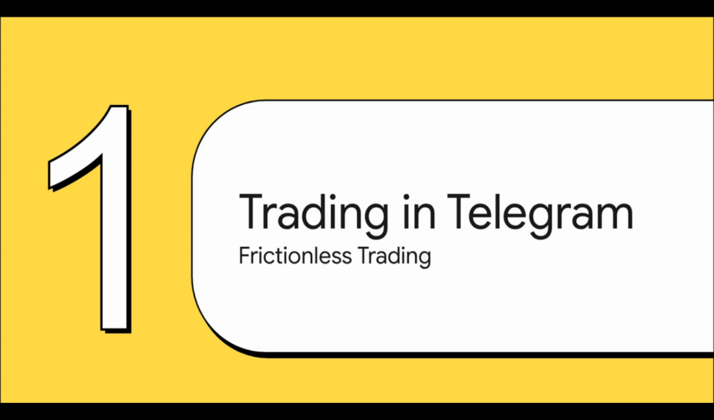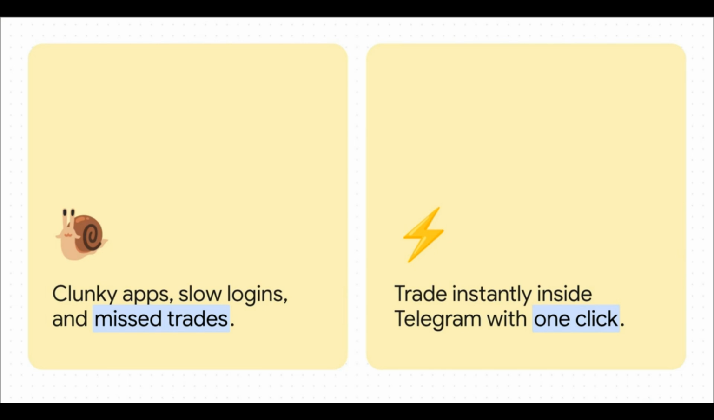All right, Section 1, trading right in Telegram. So on one hand, we've got the old way. You know the drill. Clunky apps, slow logins, constantly switching between screens just to make a move. On the other hand, you have the Telegram mini app experience, or TMA. This is where StormTrade really shines. We're talking one-click trading, real-time notifications popping up right in your Messenger, and the absolute best part? You literally never have to leave your chat. It takes that familiar, secure infrastructure of Telegram and transforms it into a high-speed trading terminal.